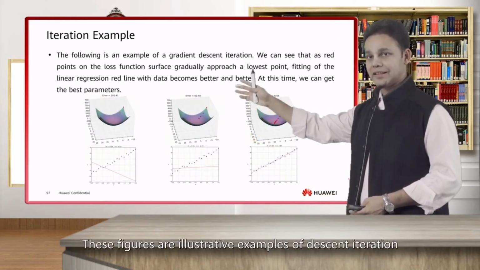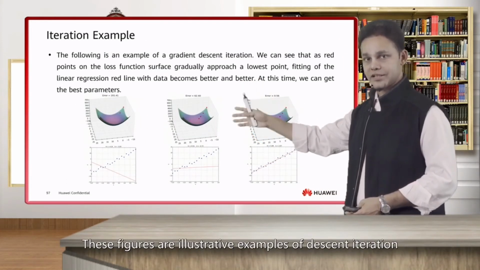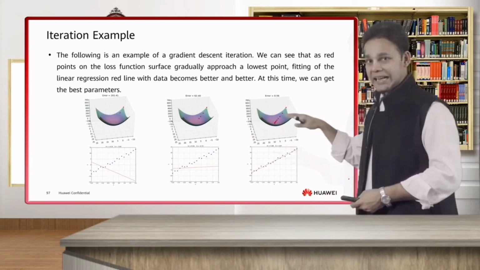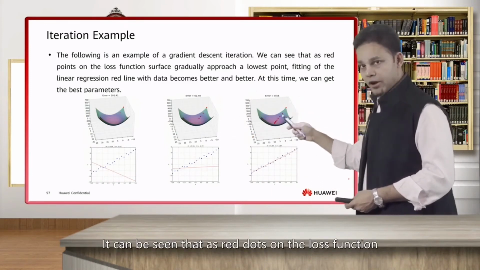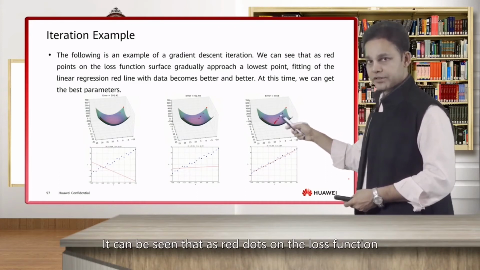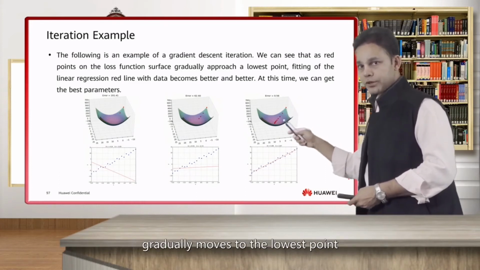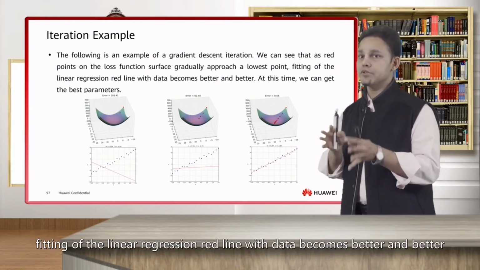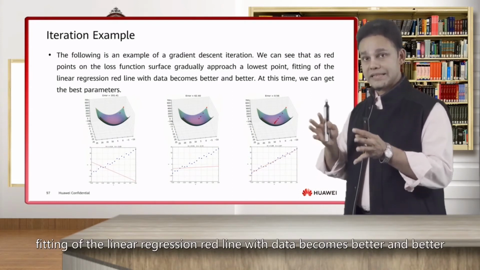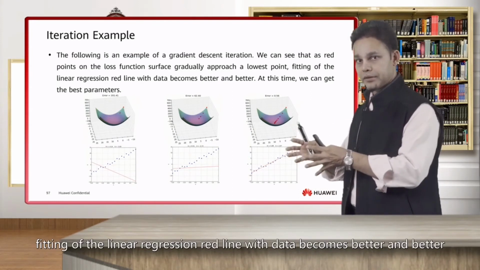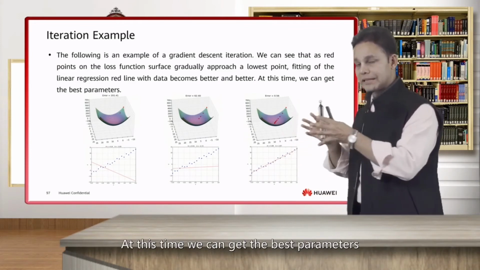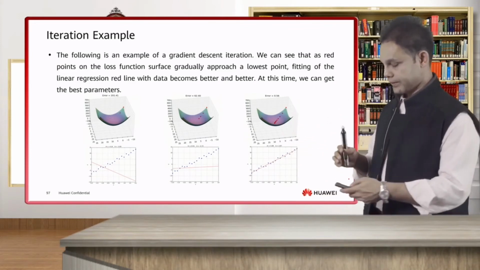These figures are illustrative examples of descent iteration. It can be seen that as the red dot on the loss function gradually moves to the lowest point, the fit of the linear regression red line with the data becomes better and better. At this time, we can get the best parameters.